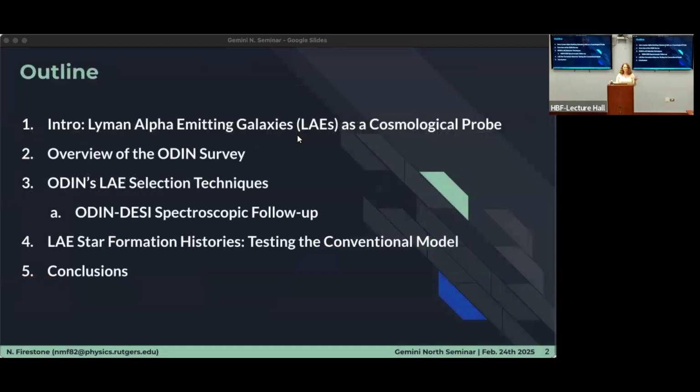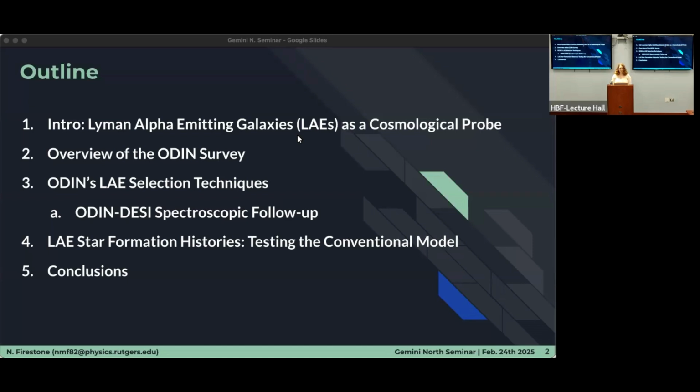So I'll begin by giving an introduction about what Lyman alpha emitting galaxies, or LAEs, are and how we use them as a cosmological probe. Then I'll introduce you guys to the 100 square degree DECCAM imaging and narrowband survey, or ODIN. And I'll tell you a bit about how we select LAEs with ODIN, in addition to some early results that we have from a spectroscopic follow-up campaign with DESI.